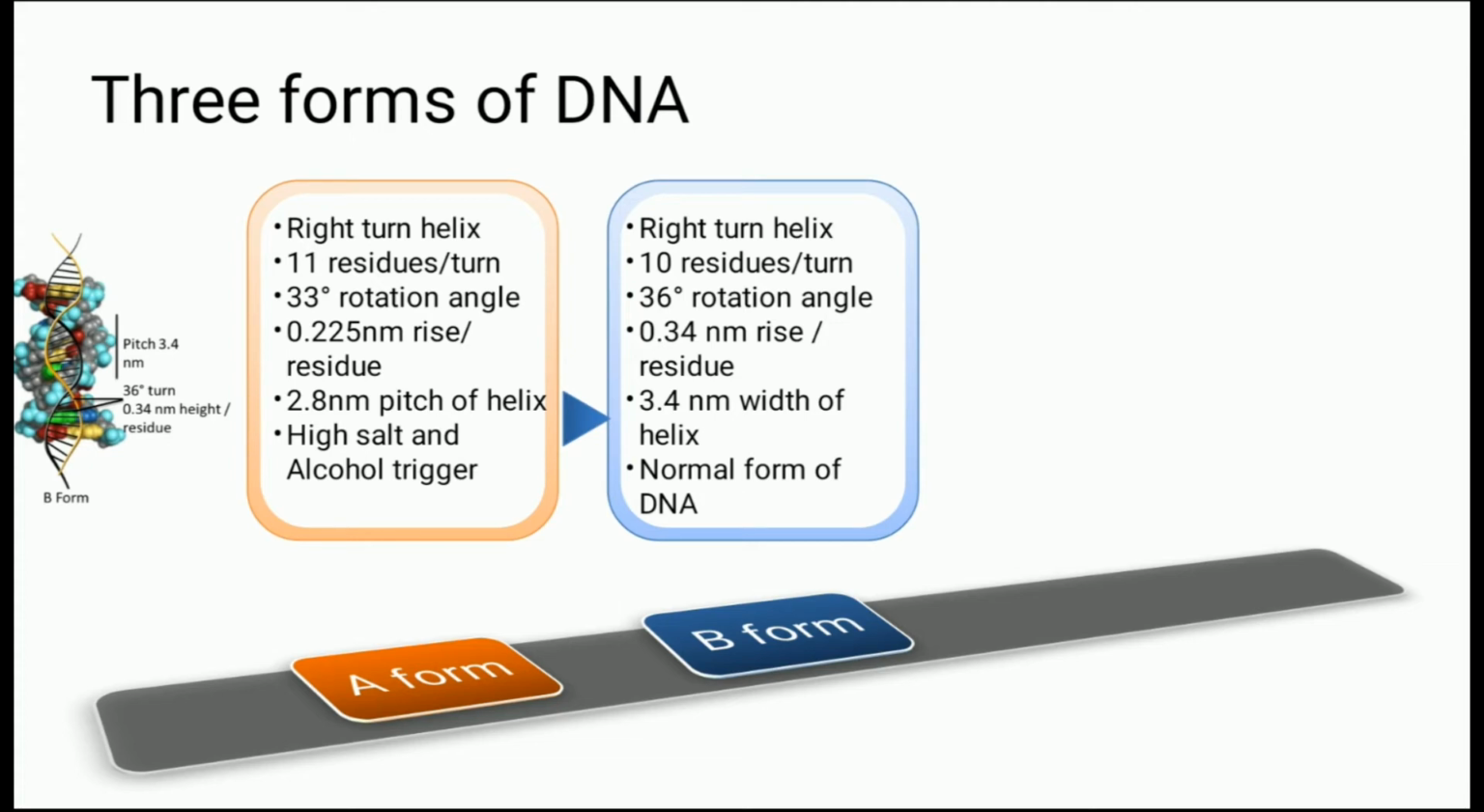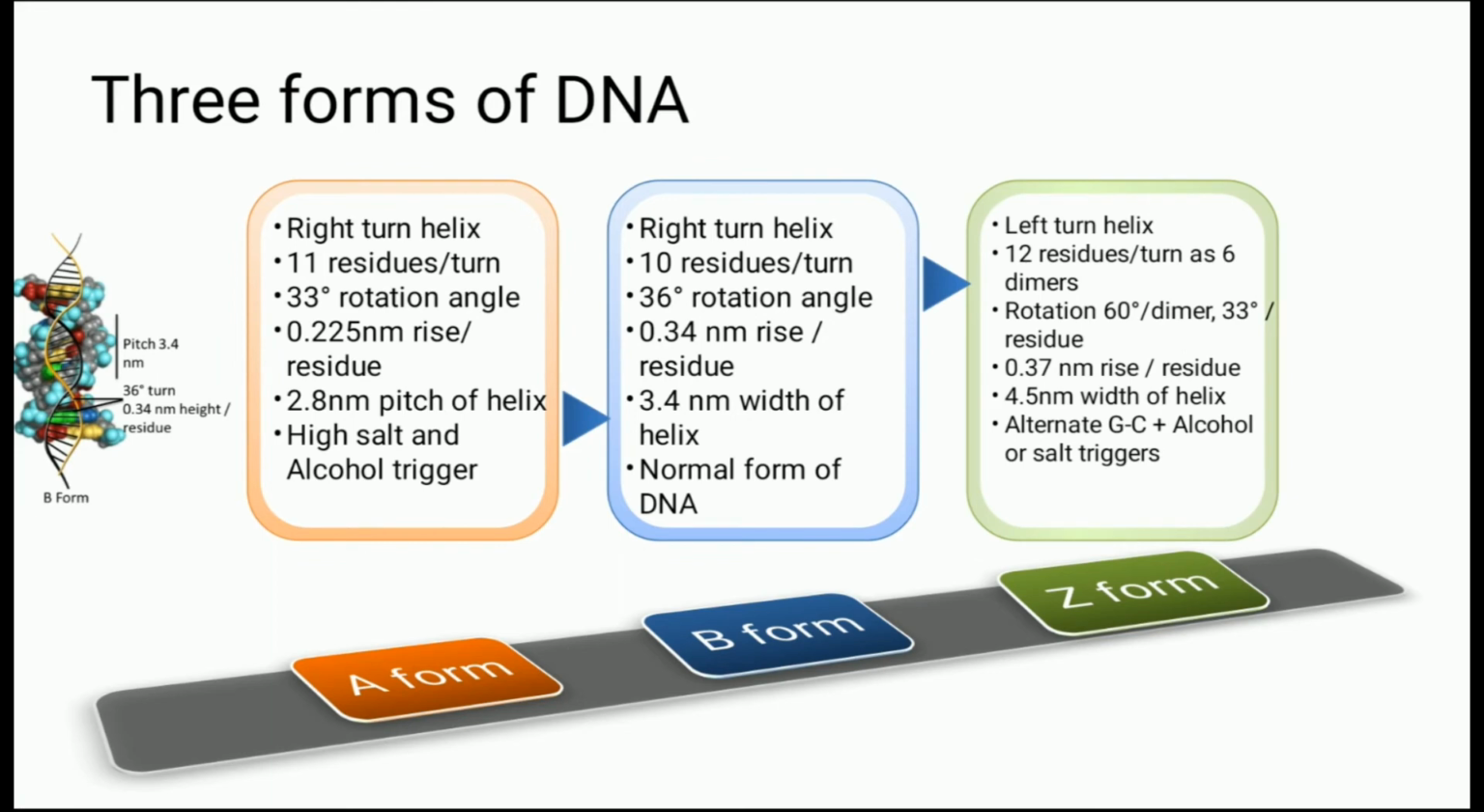One complete turn of 10 residues takes approximately 3.4 nanometers, and it is a normal one. And the third category is called Z form. This form has a kind of zigzag appearance, so it is called Z form, and here it is a left-turn helix and it will carry 12 residues per turn in the form of 6 dimers. The rotation will take 60 degrees for dimers and 33 degrees within the residues, and it will take approximately 0.37 nanometer rise per residue and 4.9 nanometer width of the helix.